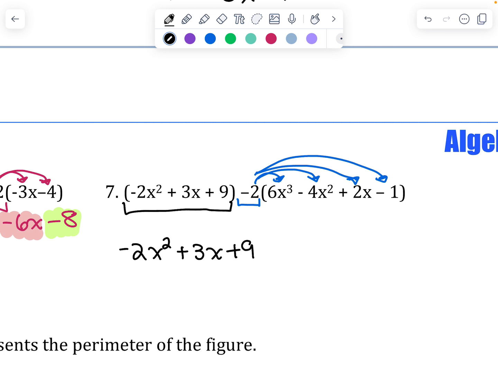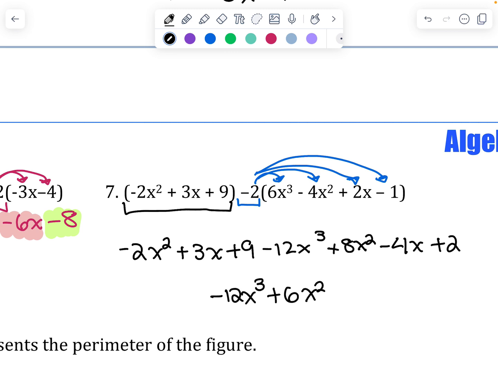And then I'm going to have to distribute, so I get -12x to the third plus 8x squared minus 4x plus 2. And then after combining like terms, hopefully you can get the gist of what our like terms are without me highlighting them. Our final answer here in standard form, because my highest exponent always comes first, which is 3, and even if it's in the middle, it comes out as the first term, is -12x to the third plus 6x squared minus x plus 11.